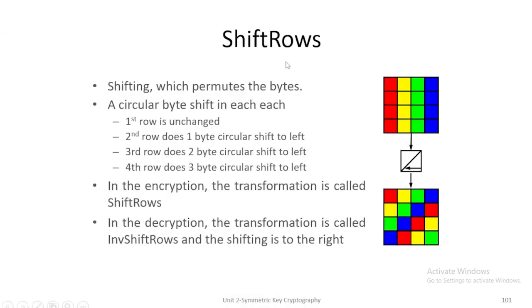Second operation, shift row. In the state array, we do not change the first row values. The first row values are unchanged. In the second row, we change the values with a one-position left circular shift. In the third row, values are shifted by 2 positions. In the fourth row, 3 positions are shifted.